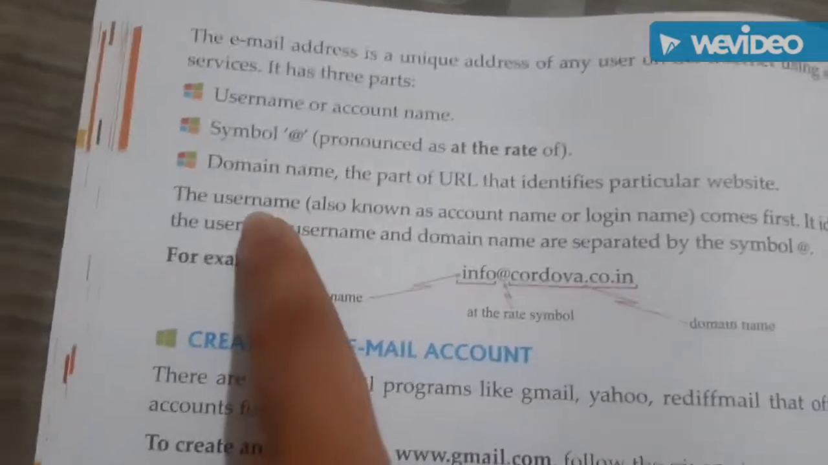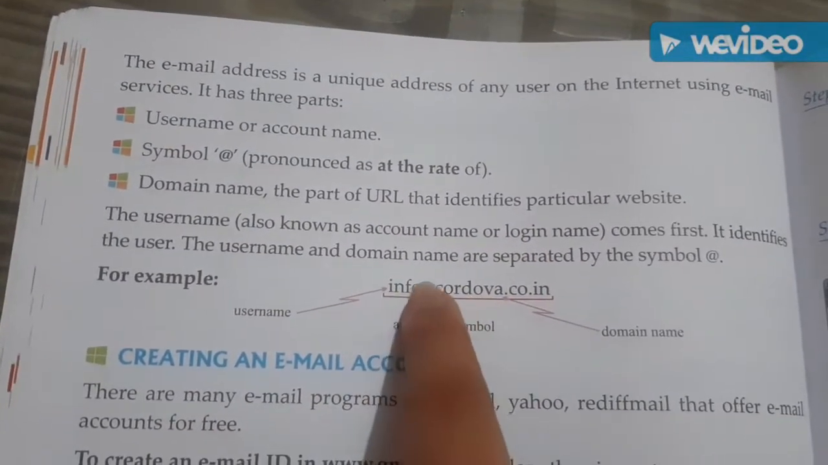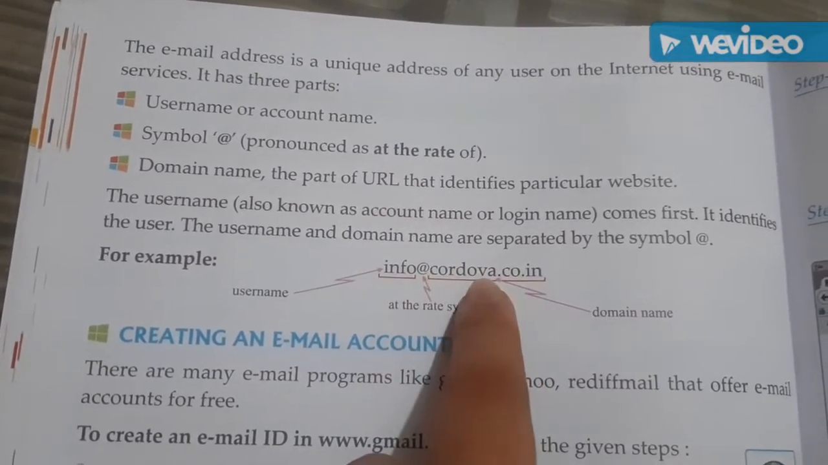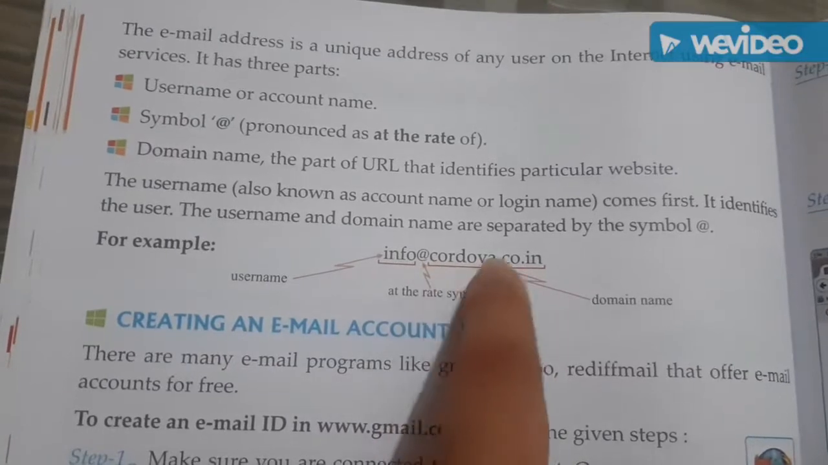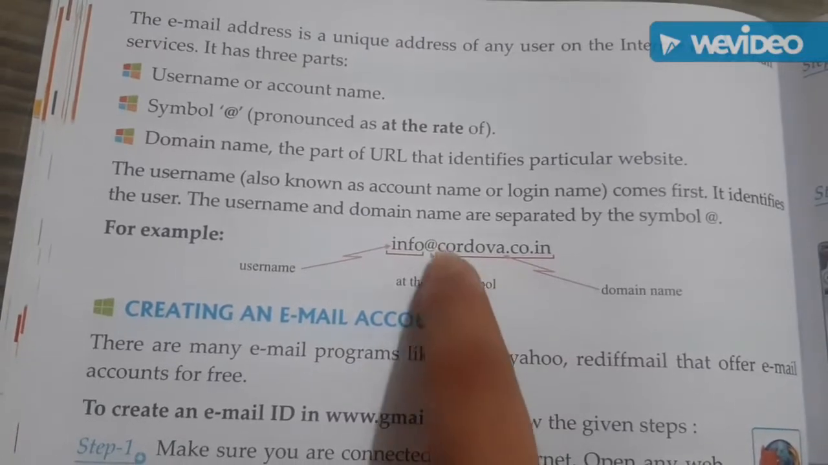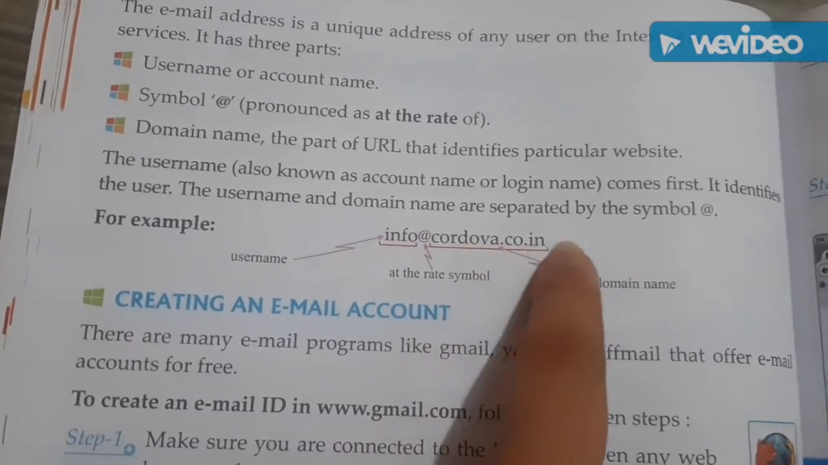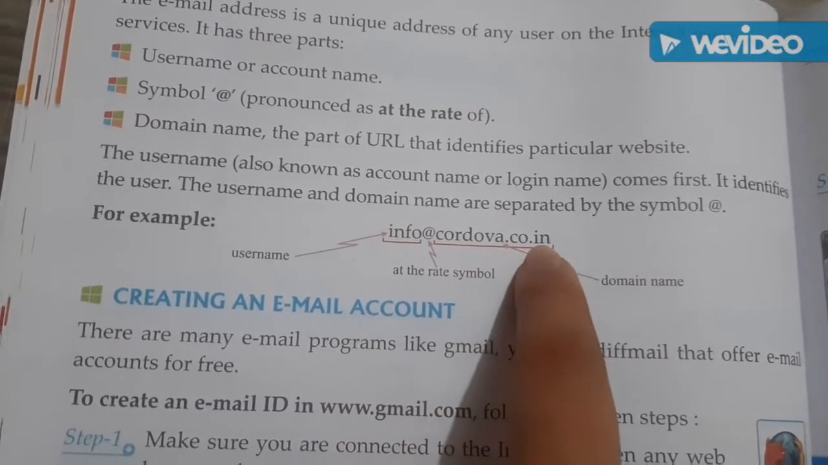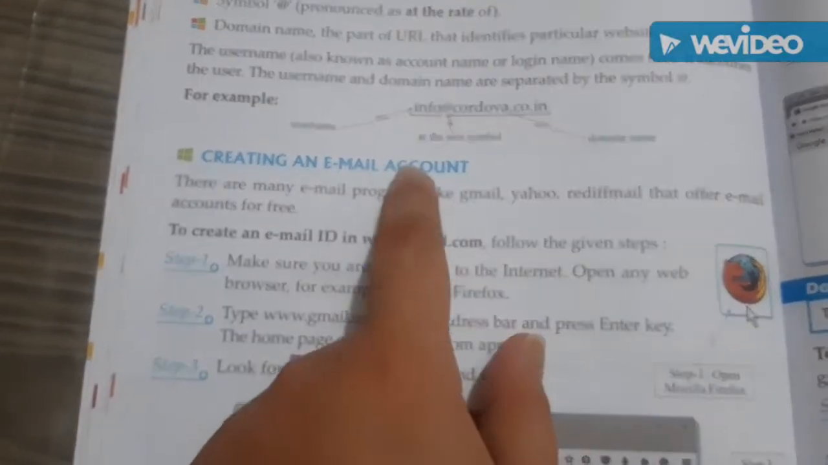The username is also known as the account name or login name, which comes first. See, this one, info, is the username, and this one is the domain name. Cordova.co.in is the domain name, and the symbol at the rate separates the username and domain name. So this is the way to write the address, which is different for different websites.